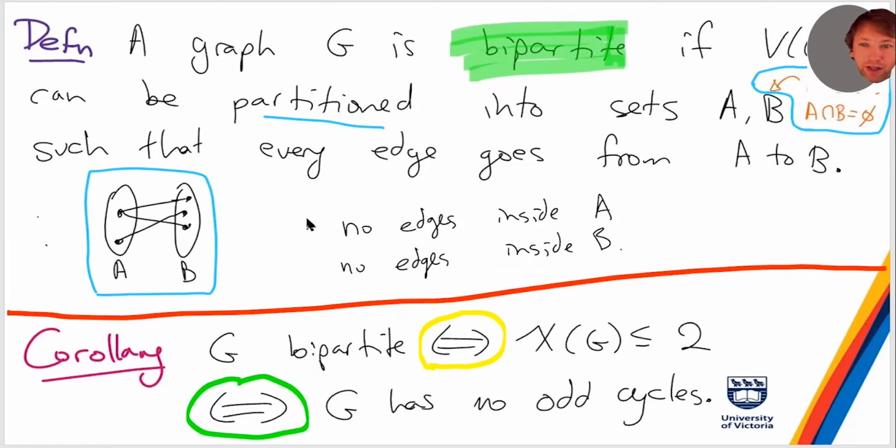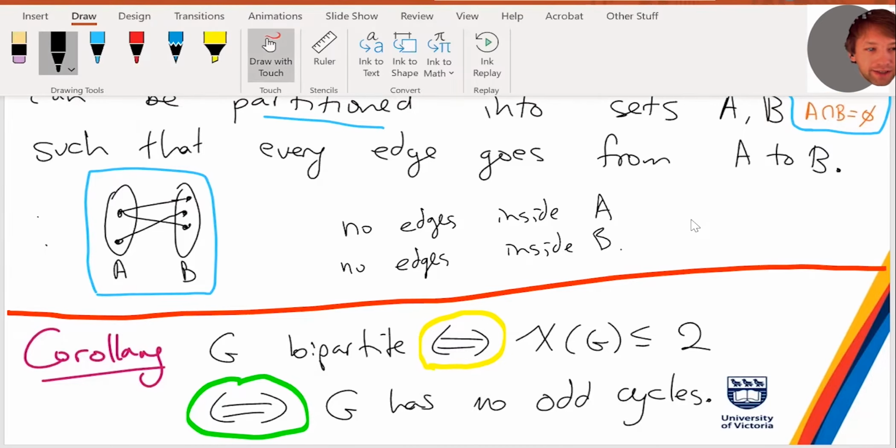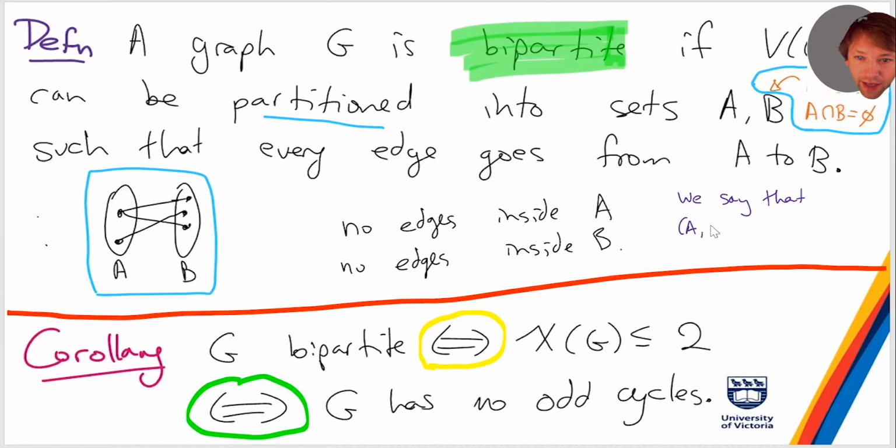Another bit of terminology: we say that the pair A, B is a bipartition of G. If G has a proper coloring with just two colors, red and blue, and I let the red vertices be A and the blue ones be B, that gives me a bipartition. Therefore, G is bipartite. This is just another way of saying the same concept, but it's important to know the word bipartite because bipartite graphs are very important in graph theory.